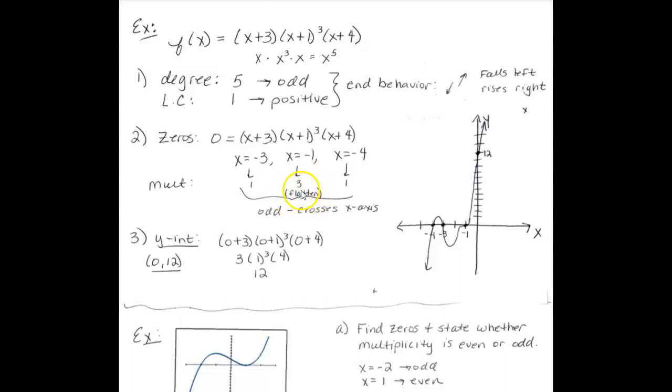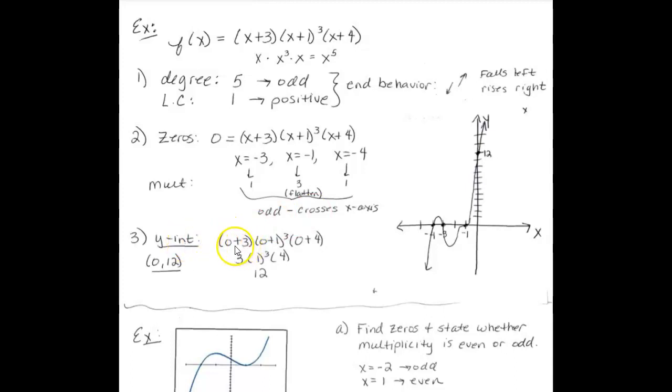I just put the word flatten because remember it said the higher the power, the flatter it will get. It's still going to cross because it's an odd number, but it's going to flatten out a little bit because it's larger than 1. And then setting this one gives me -4. Again, power is 1, so that's the multiplicity. All of these are odd, so it's going to cross the x-axis at each one of those.